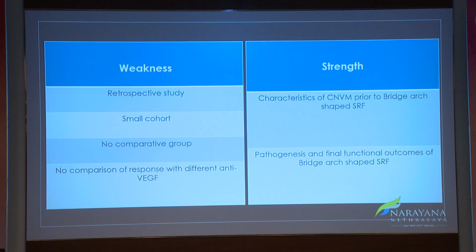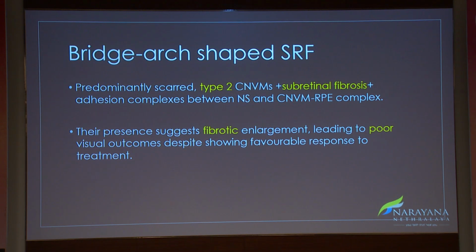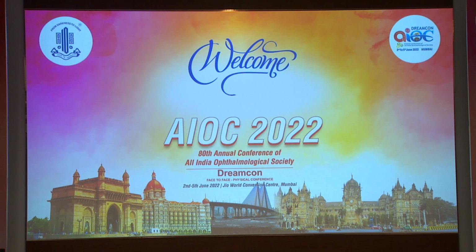The weaknesses of the study were that it was a retrospective study with a small cohort, and we had no comparative groups, so no comparison of response to different anti-VEGFs was seen. The strengths were that it provided characteristics of the CNVM prior to bridge arch-shaped SRF, and the pathogenesis and final functional outcomes of bridge arch-shaped SRF. So to conclude, predominantly scarred type 2 CNVM with subretinal fibrosis and adhesion complexes between the neurosensory retina and CNVM RPE complex suggested fibrotic enlargement leading to poor visual outcomes.